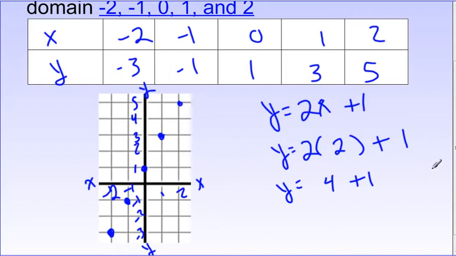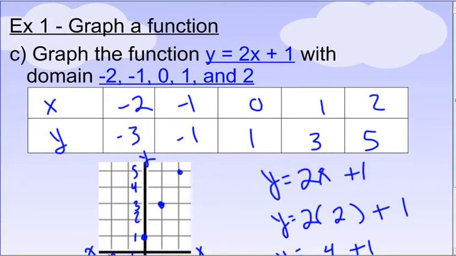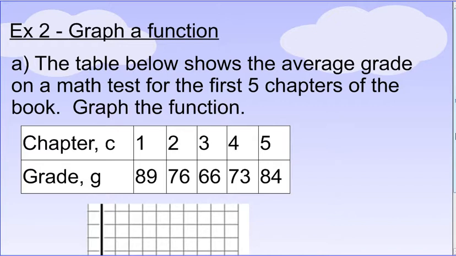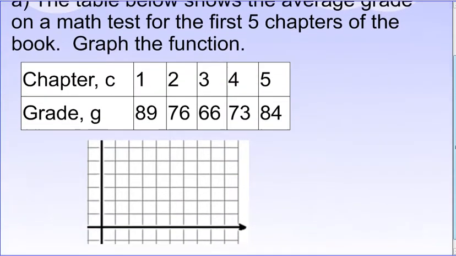Okay, so that's been pretty easy so far. They give us a function, they give us the domain, we plug those values into the function for the x, do the math, get our answer for y, plot the points. That's what we've done so far. Now, in example 2, it's giving us the complete table, and it wants us to graph the function. The table below shows the average grade on a math test for the first 5 chapters of the book. We've got 89, 76, 66, 73, 84, and we want to graph this function.